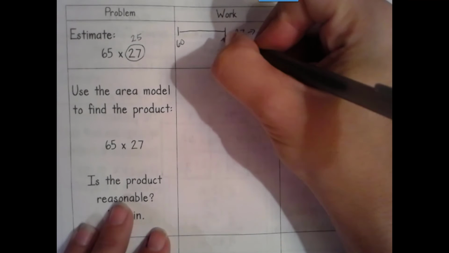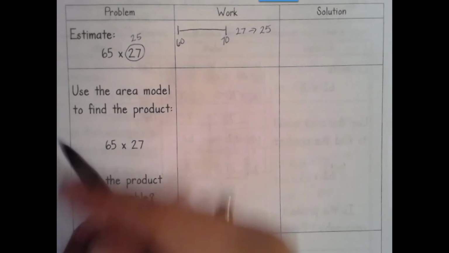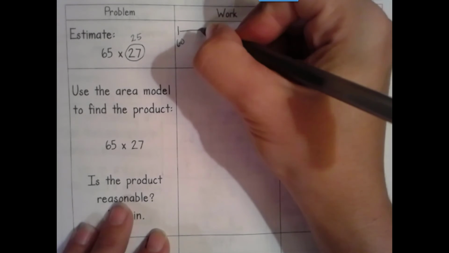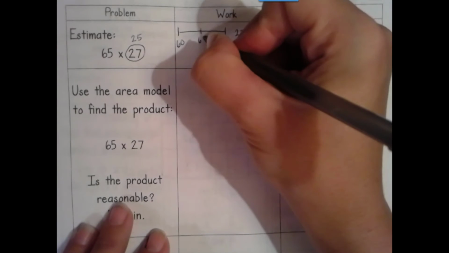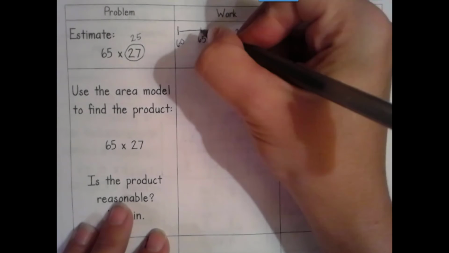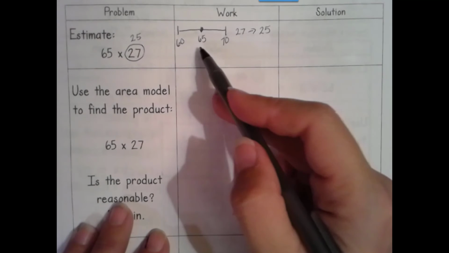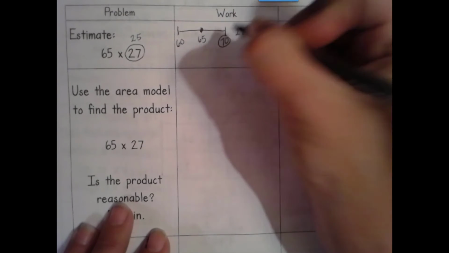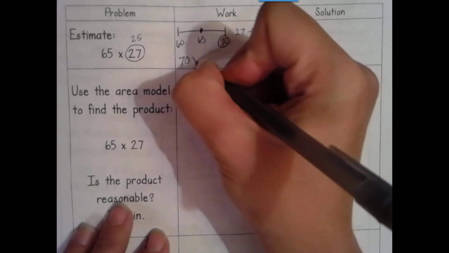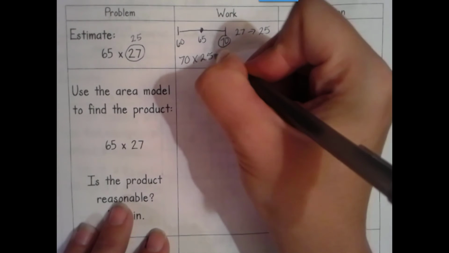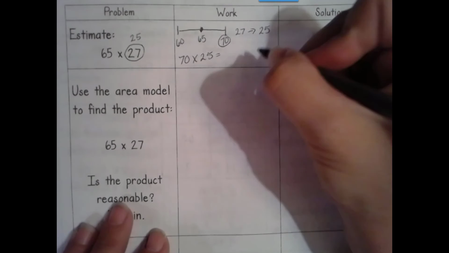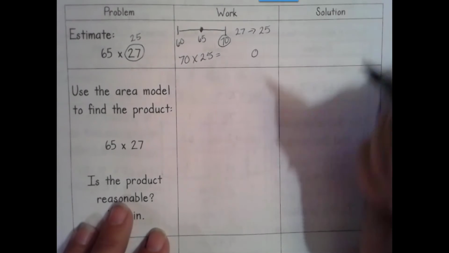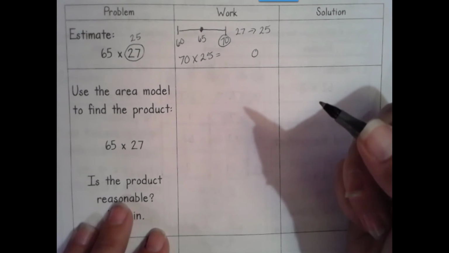So 60 and 70, because the largest place is the tens place. Our benchmark halfway point is 65. And this is 65. When it's exactly in the middle, we go up. So we have 70 times 25. Placeholder moves it over a place. And we think of 7 quarters.